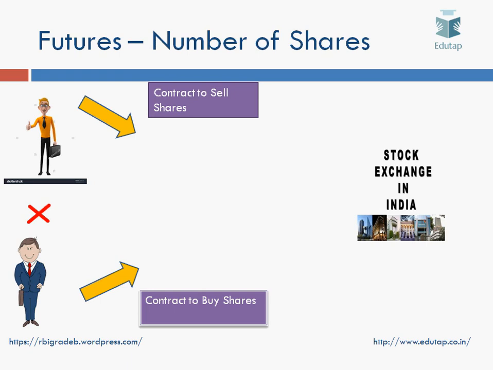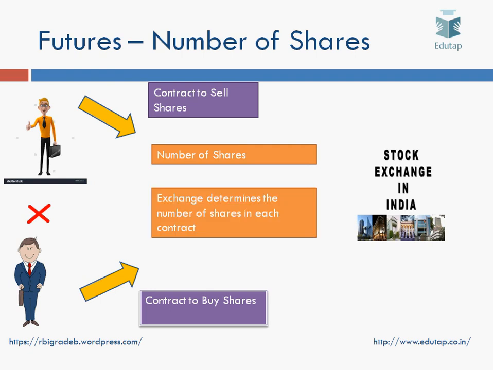Now what about the number of shares? Can Ram and Sham enter into a contract for 100 shares exactly? The answer is again no. The number of shares in a contract are determined by Stock Exchange of India. So if Stock Exchange of India determines that the minimum number of shares in the contract be 500, then Ram and Sham would have to enter into a contract in which they agree to sell and buy a minimum of 500 shares at some price in future.